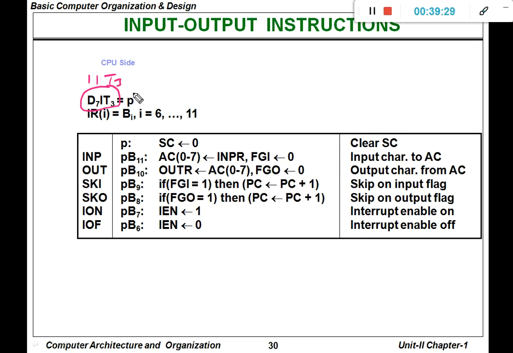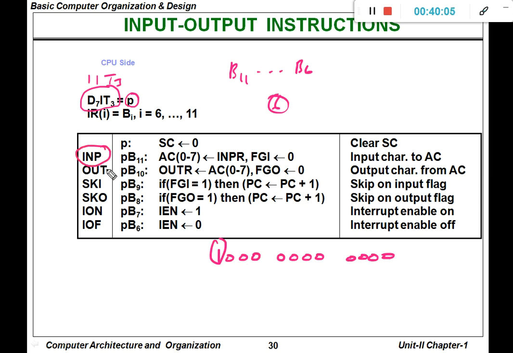If you represent this entire code with P, then it contains bits from B11 to B6. So 1, 2, 3, 4, 5, 6: 6 operations are defined as input output instructions. Here also B11 means the same code: 1 0 0 0 0 0 0 0 0 0 0 0, that is, the 11th bit is 1. B10 means the 10th bit is 1. So we can represent like this.